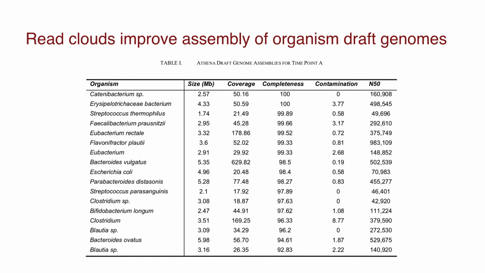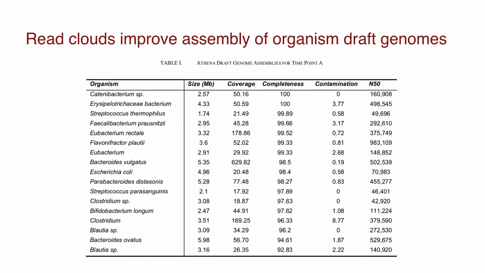So first, I will present some technological results. This table shows a list of the organisms for which we were able to produce a high-quality draft genome using read cloud sequencing for time point A, where high quality means more than 90% completeness and less than 10% contamination. So using conventional sequencing and assembly, that was only able to yield 7 high-quality genomes. So we see a technological advantage where read clouds are able to assemble a greater number of high-quality organism genomes from the mixture.